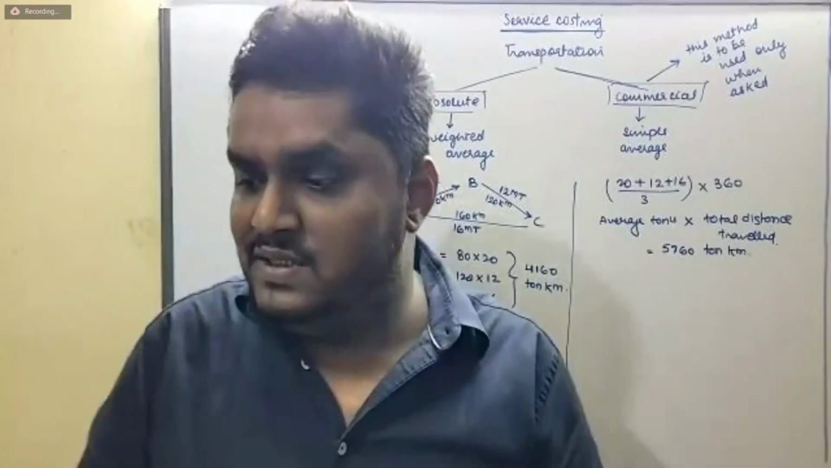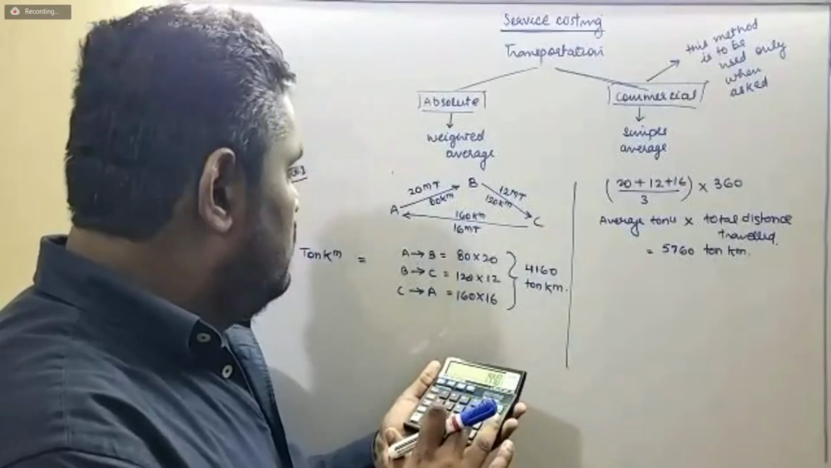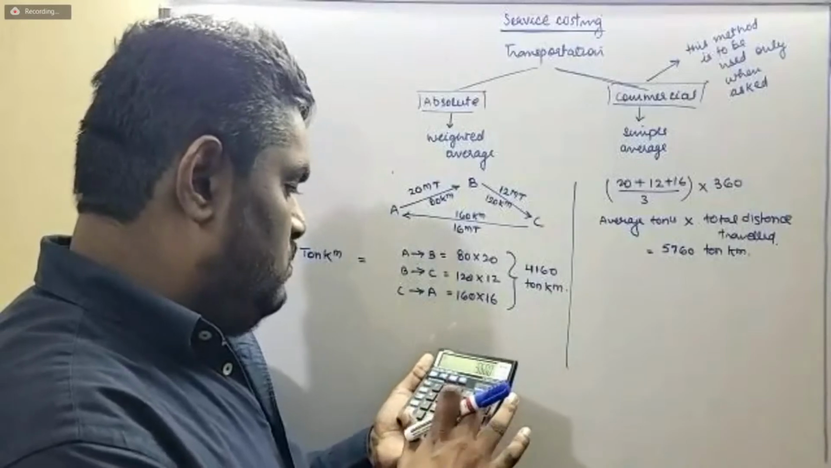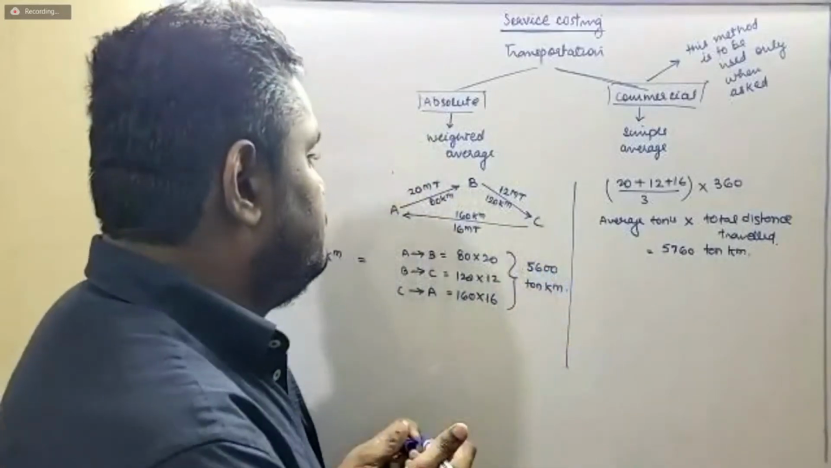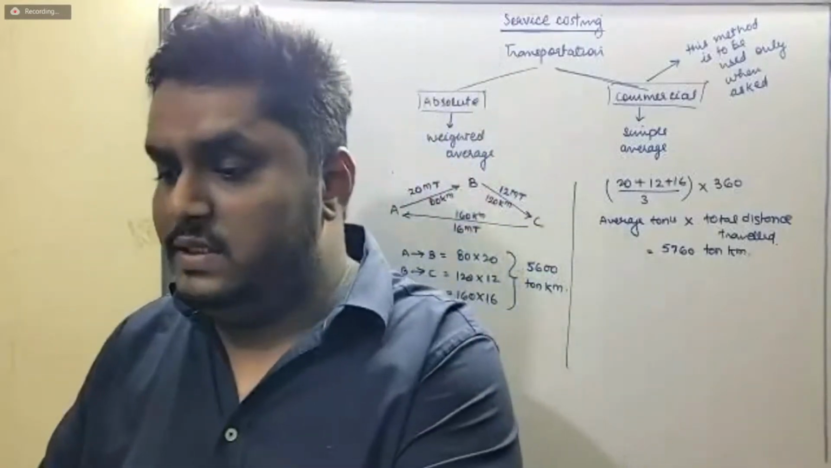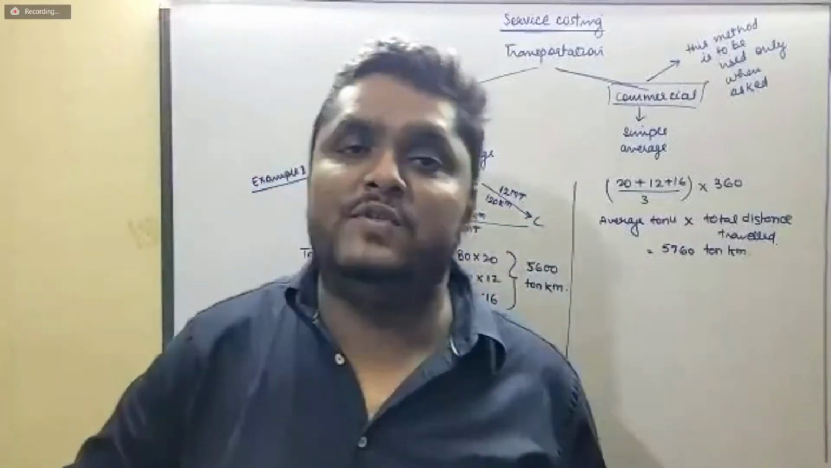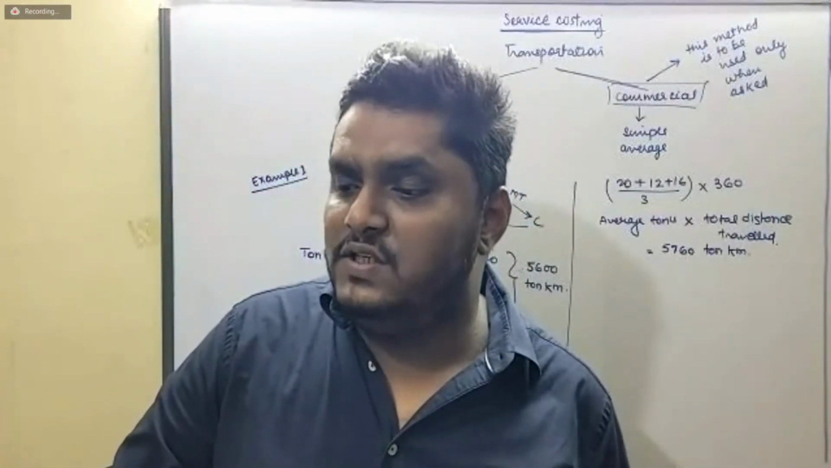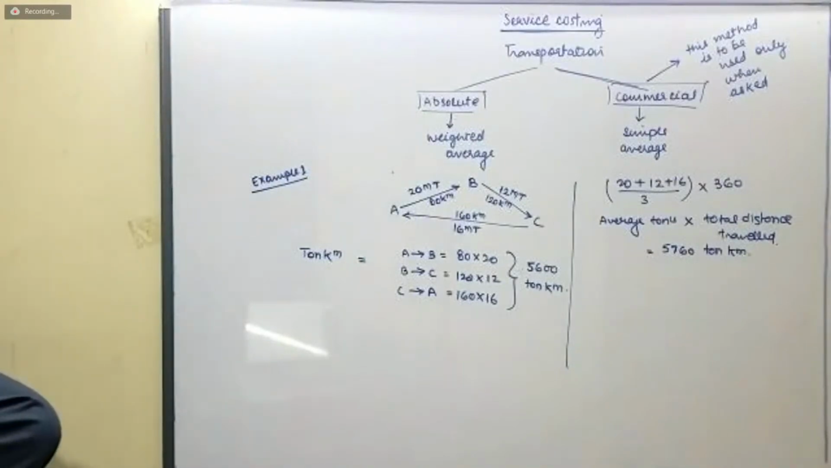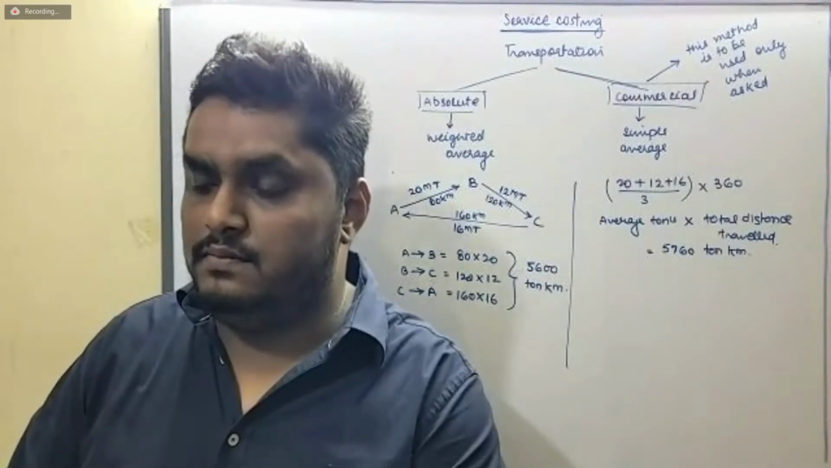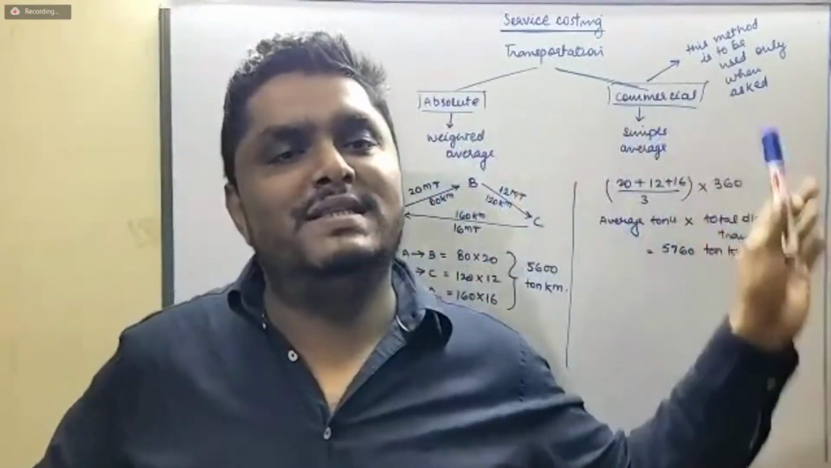Let me check. I think there is a calculation mistake. 20 into 80. So this is how we will get it. Yes, there was a mistake in the calculation. So this is how we will calculate the absolute ton kilometer. If you guys have any doubts in this part, you guys can please post your queries. This uses the weighted average approach and this approach uses the simple average approach.